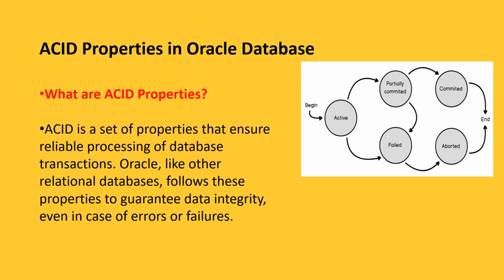Today we are going to talk about ACID properties in Oracle database. What are ACID properties? ACID is a set of properties that ensure reliable processing of database transactions. Oracle, like other relational databases, follows these properties to guarantee data integrity even in case of errors or failures.